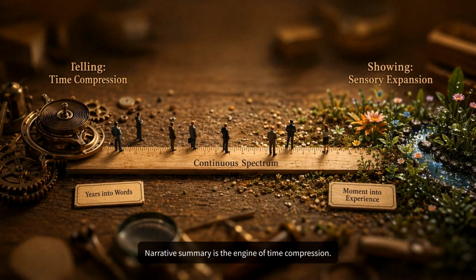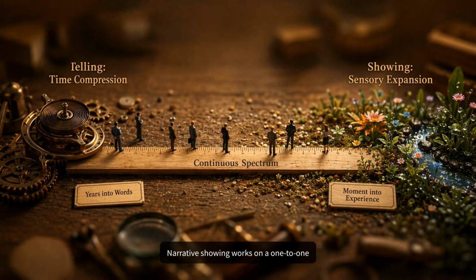Narrative summary is the engine of time compression. It can map years of story time into just a few words on the page. This filters out low-impact information efficiently. Summary works best when the story needs to move through time or place, especially when nothing significant happens in between.